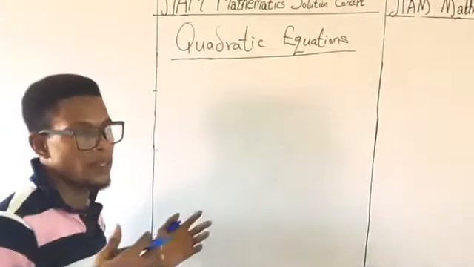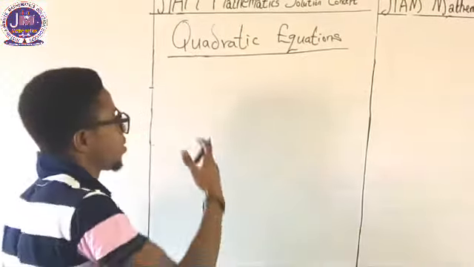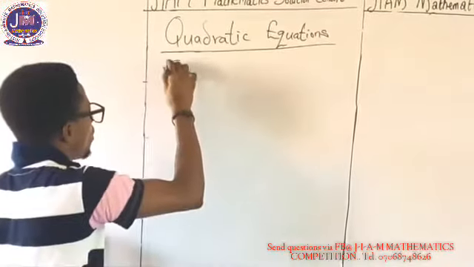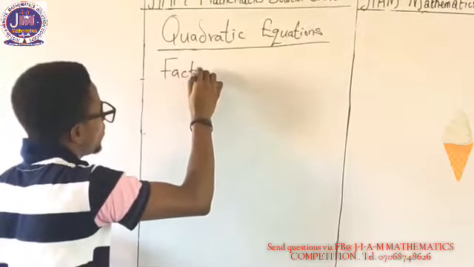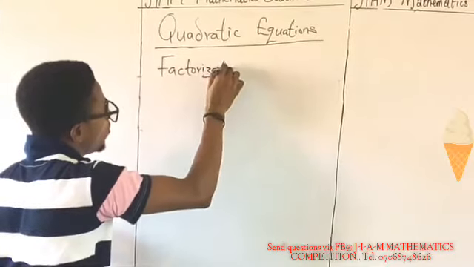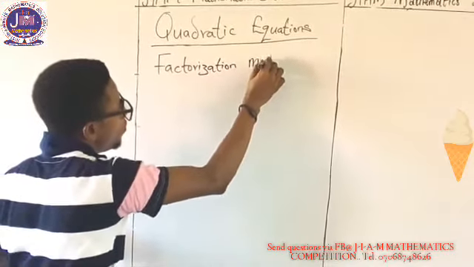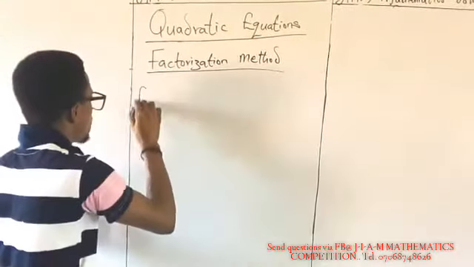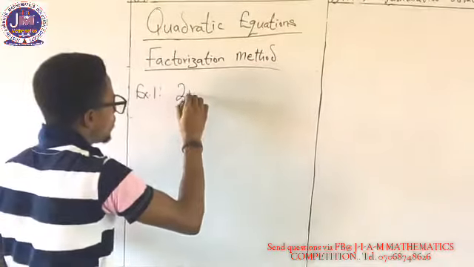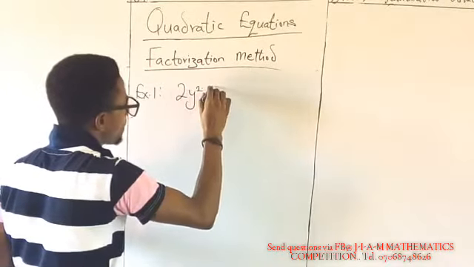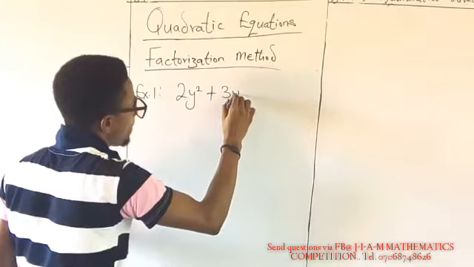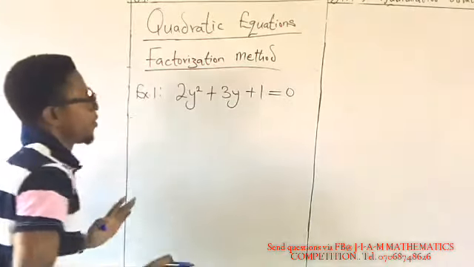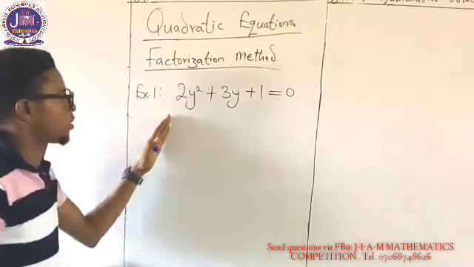Equation. We have the formula method, we have the completing square method, we have the graphical method, and we have the factorization method that we'll be looking at now. Now, factorization method, let's look at the example on this: 2y squared plus 3y plus 1 equals 0. Now, to solve this in factorization method.